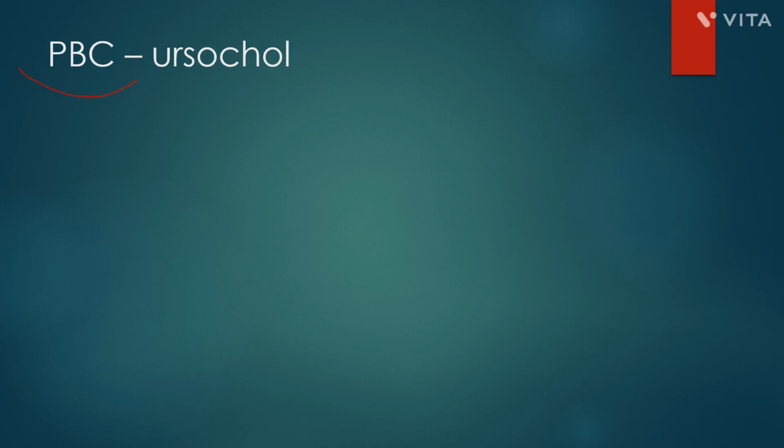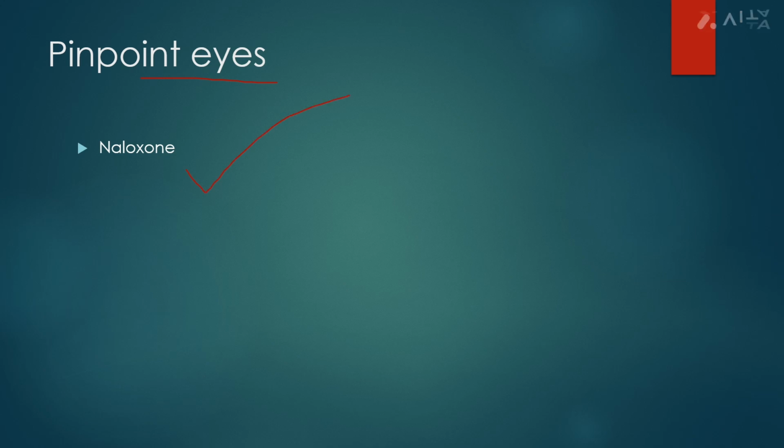Now, in primary biliary cirrhosis, what is the drug of choice? It is ursodeoxycholic acid, and it is anti-mitochondrial antibody which is positive. Now, another patient with intoxication that has been pinpointed, so it is opioid toxicity. What is your drug of choice? Naloxone. You have to know the different poisoning and intoxication and the drug of choice.